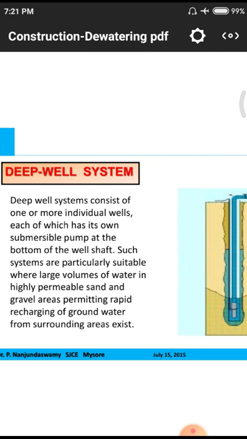To neglect those kinds of blockings, we have to use these submersible pumps at the bottom of the casing. Why? Because those submersible pumps will bifurcate the water and mud particles.